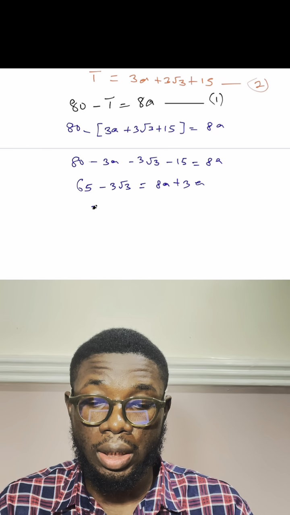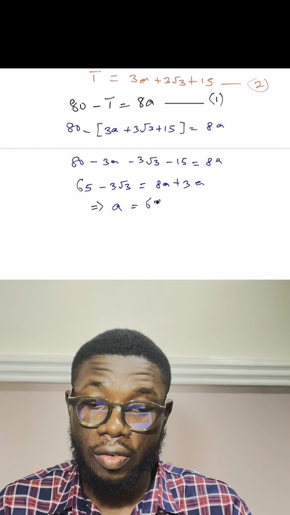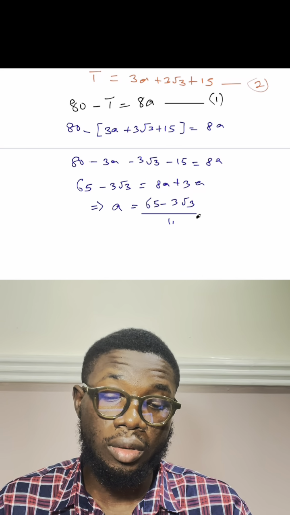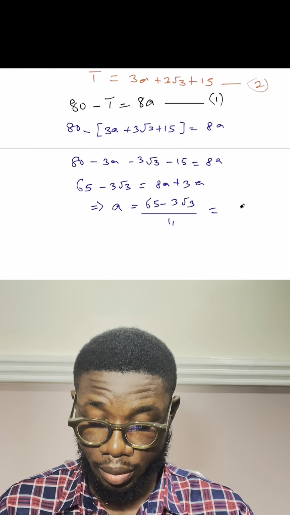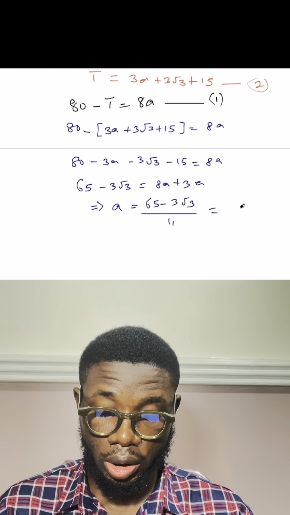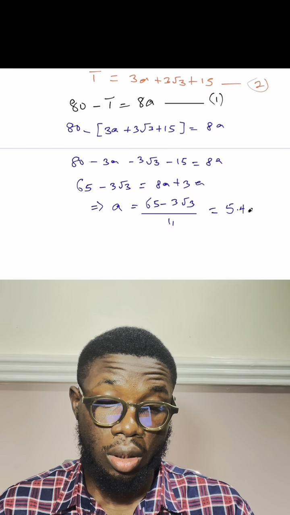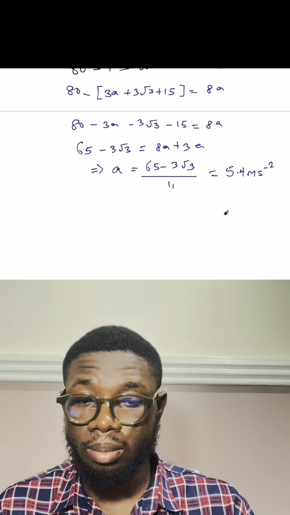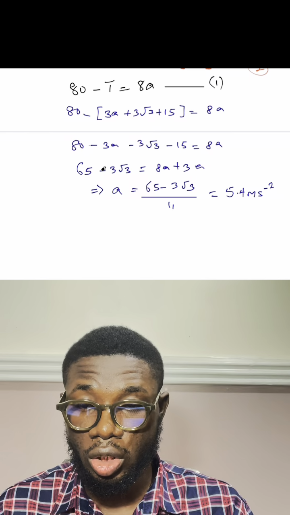That would imply that a, since 8 plus 3 will be 11, is 65 minus 3 root 3 divided by 11. That's approximately 5.4 meters per second squared. And to solve for your tension now, just substitute it into this equation.